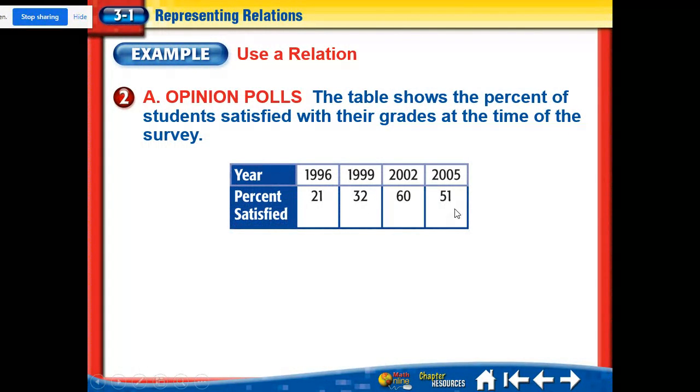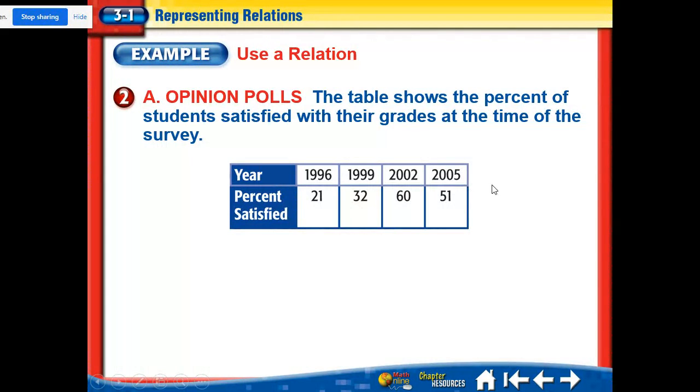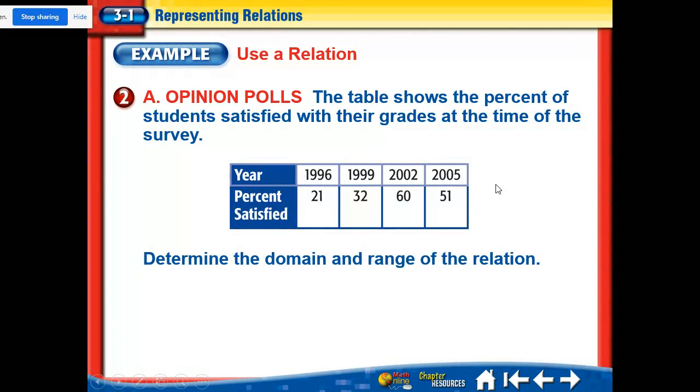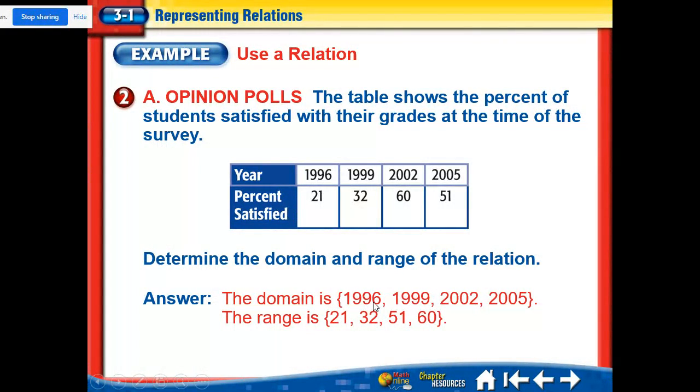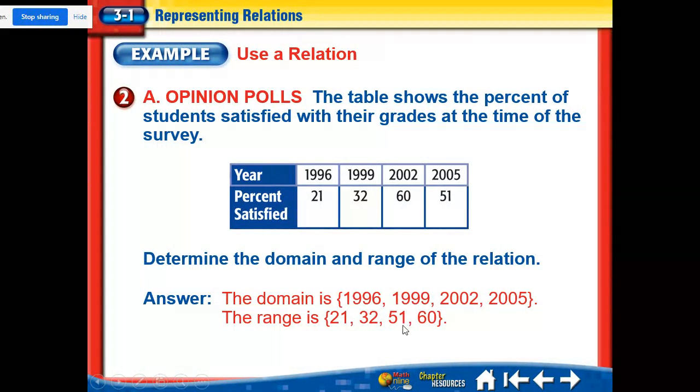So we have something like this off of a table. We can even do domain and range from there. So the domain is all the x values. The range would be all the y values. So the domain is 96, 99, 2002, 2005. And look at the range. We did put that in order too, so the 51 does come before the 60. So we can do that with any kind of table.